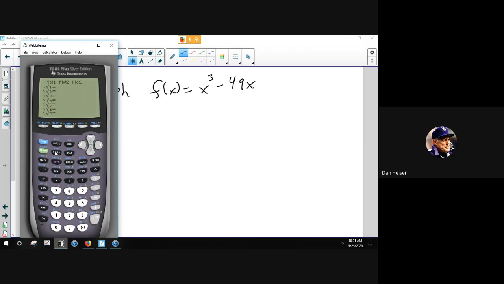X cubed minus 49x. I'm going to graph that.